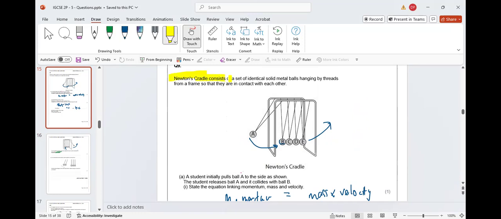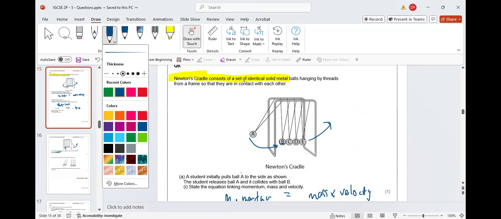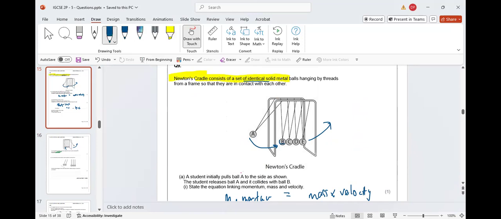Newton's cradle consists of a set of identical solid balls. They are identical, which means their masses are the same. So when two identical balls collide on each other, if one is stationary, the one which is moving would give the whole momentum to the one which was stationary. Here B, C, D are trapped. They cannot move, so that's why they are not moving.